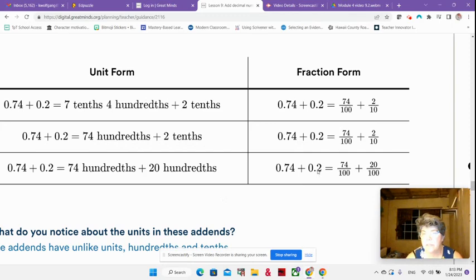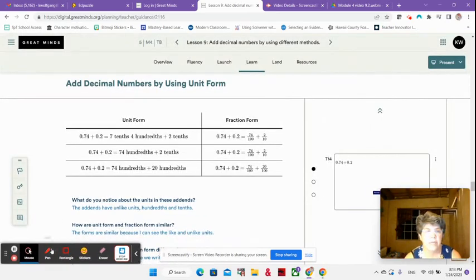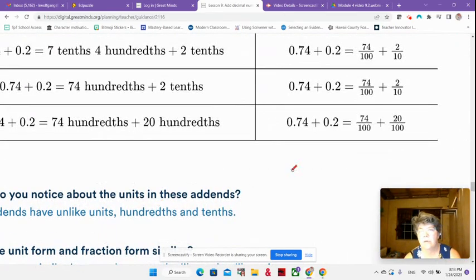If I have 74 hundredths and 20 hundredths, if I'm thinking of this as 20 hundredths, right? And we're getting a little more comfortable with knowing that my 2 tenths is the same as 20 hundredths, right? Then 74 and 20, I could think of that as 94 hundredths. And if I can write it as 94 over 100, right? 94 hundredths, then I know I can also write it as a decimal, 94 hundredths, right? So we're going to think about that.